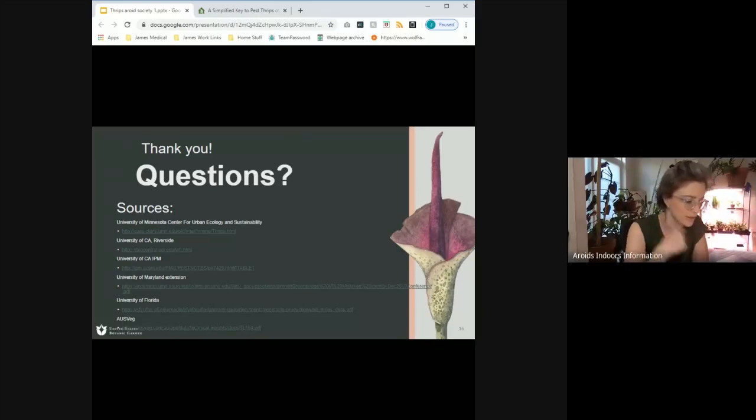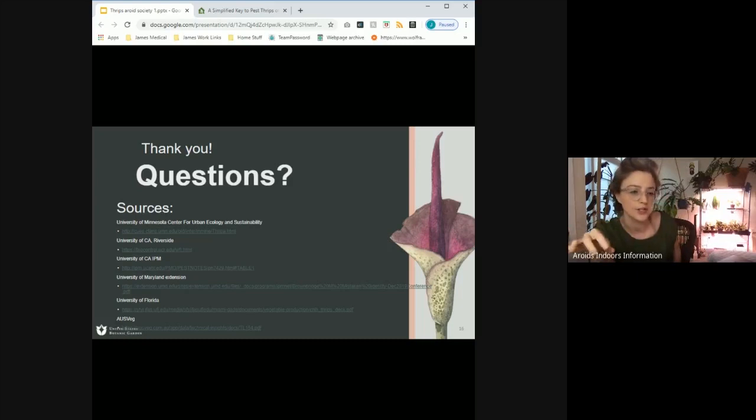And in one of your previous slides, you showed silver coloration as a signifier that it was thrips. Is the silver coloration always present? And if so, is that because they are rupturing cells and destroying chloroplasts?